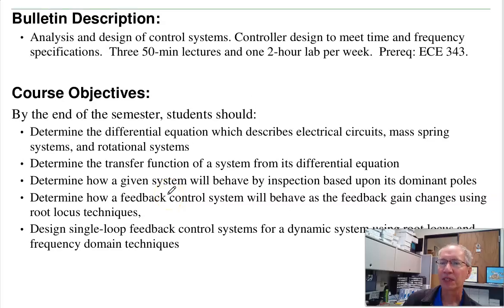The course objective is that by the end of the semester, you should be able to determine the differential equations that describe different devices like electric circuits, mass spring systems, rotational systems. You should be able to find the transfer function from the differential equation. You should be able to say how the system will behave by inspection based upon the dominant poles of the differential equation. You should be able to determine how feedback control systems will behave as feedback gains change using root locus techniques. And you should be able to design feedback control laws using root locus techniques and frequency domain techniques.